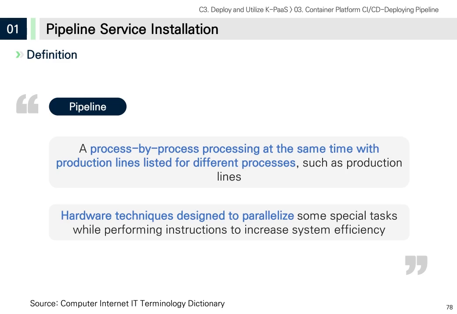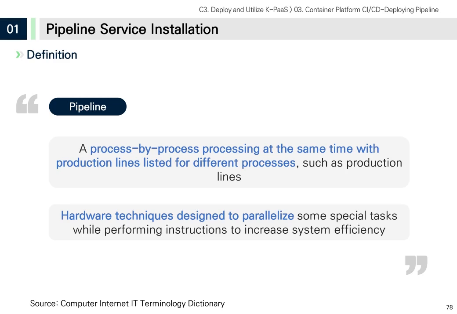With the proliferation of cloud technologies, continuous integration and deployment has become essential to quickly respond to rapidly changing user needs. In Section 3, you'll learn how to build and utilize this pipeline service, but first, let's understand what a pipeline is. The dictionary meaning of a pipeline is something that lists multiple processes, such as a production line, and enables process-specific processes at the same time. In IT, it refers to a hardware technique designed to parallelize a few specialized tasks while executing instructions to make a system more efficient.